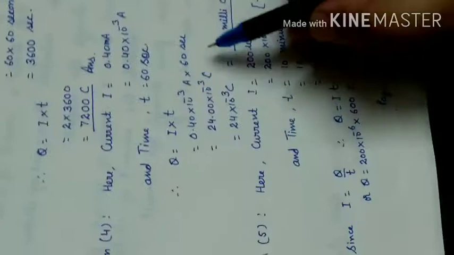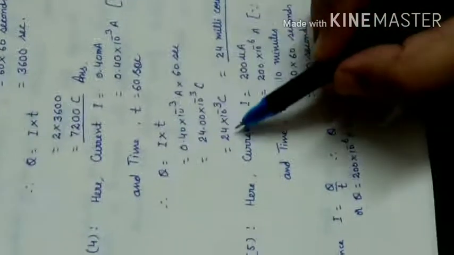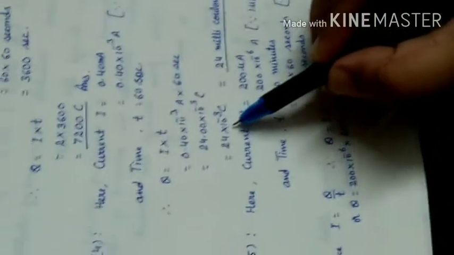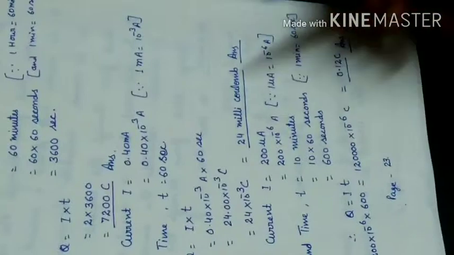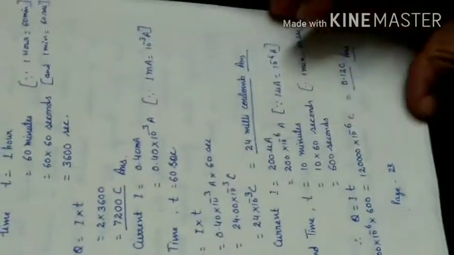So 60 multiplied by 0.40 gives you 24 into 10 to the power minus 3 coulomb. We can also say it as 24 millicoulomb. So millicoulomb, this is the answer.